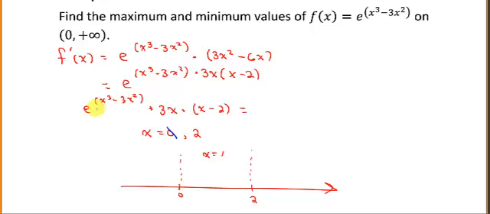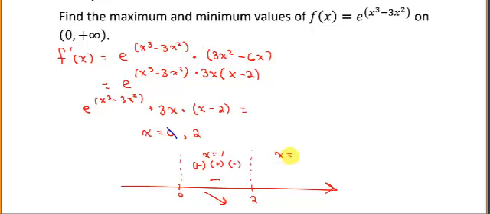Well, e to any power is positive, so this is going to be positive, times, when x is equal to 1, 3x is 3, so that's positive. And when x is equal to 1, x minus 2 is negative. So a positive times a positive times a negative gives us a negative result. So the derivative is negative here. The function is decreasing.